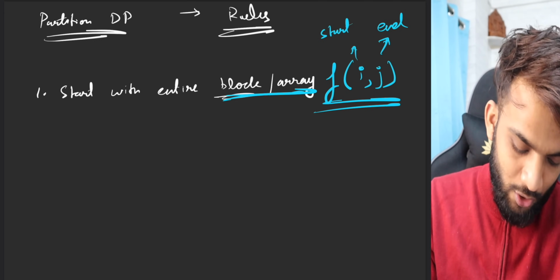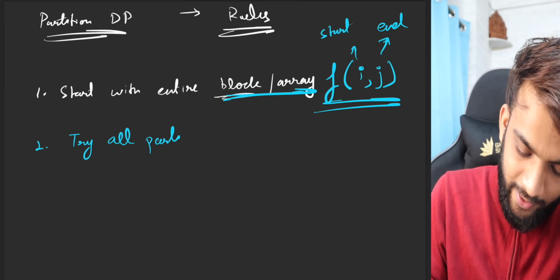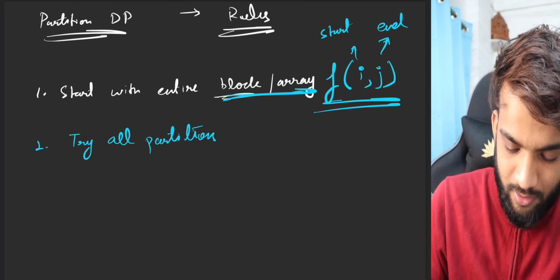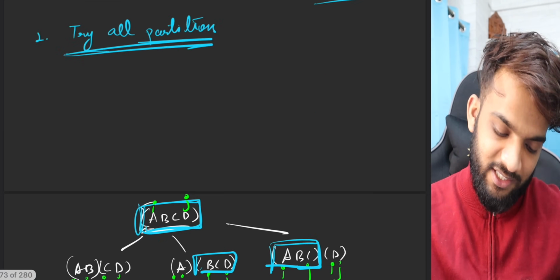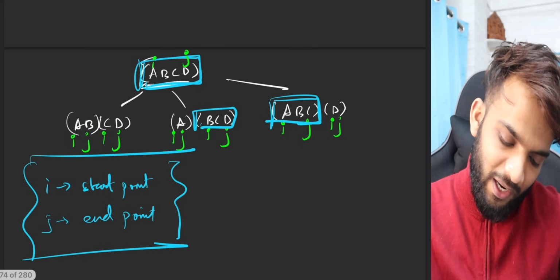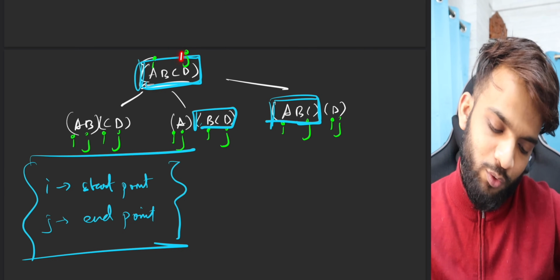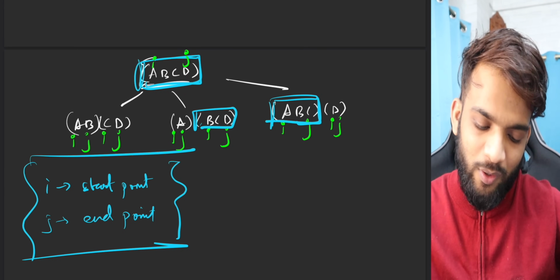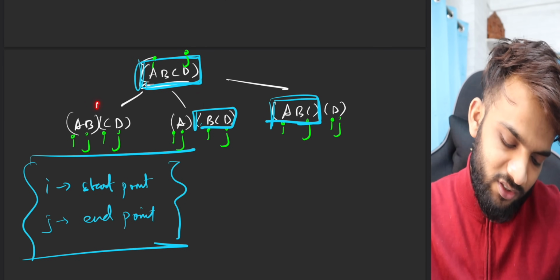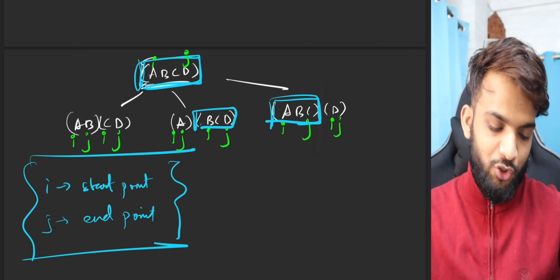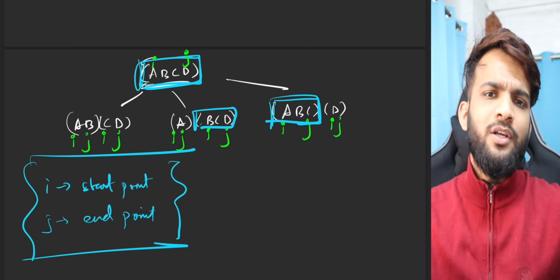Rule number 1. Rule number 2. Try all partitions. Very important. And how do you figure out which partitions are possible? Let's see. Over here, a partition was here. Over here, partition was here. Over here, like you cannot again solve the entire thing. So there are 3 partitions. One is here, the other one is the middle, and the other one is here. There are 3 partitions.